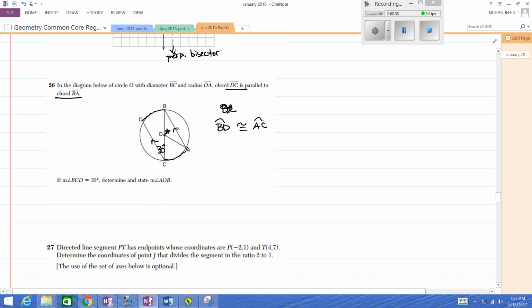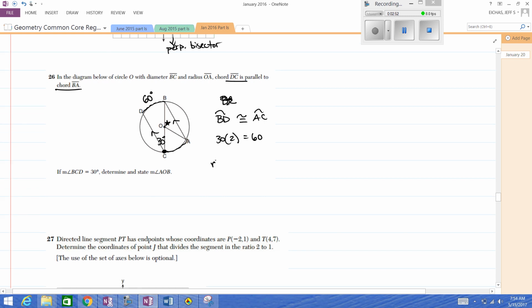All right. So here's the process. This is an inscribed angle, this angle C here. So its measure, if we double it, we get this intercepted arc measure. So 30 times 2, 60. So the measure of arc BD is 60 degrees. All right, we're trying to show our work, so this is because of parallel chords. Arcs between are congruent.